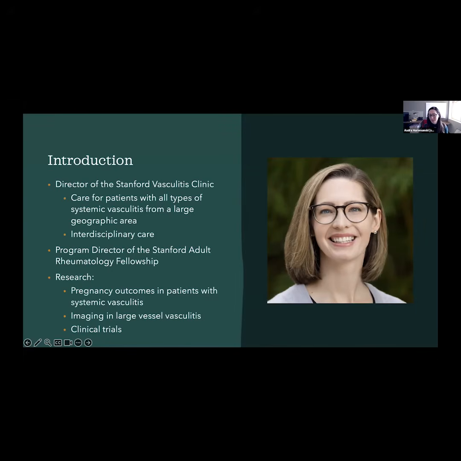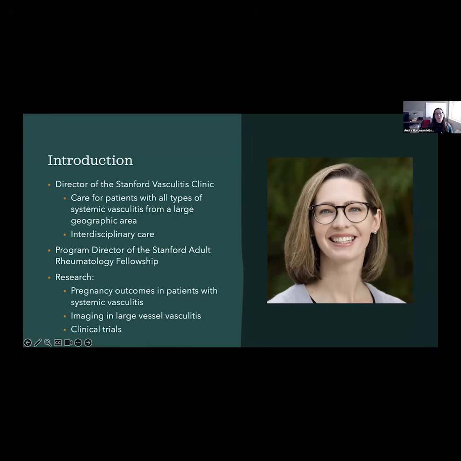There are very few physicians who care for vasculitis in Western Nevada in particular. I also have patients from Hawaii as well. And so it's a quite large geographic area. And I work with a wonderful interdisciplinary team because these types of vasculitis can affect so many different organ systems in the body. So it's super important to have a wonderful, really collaborative interdisciplinary team.